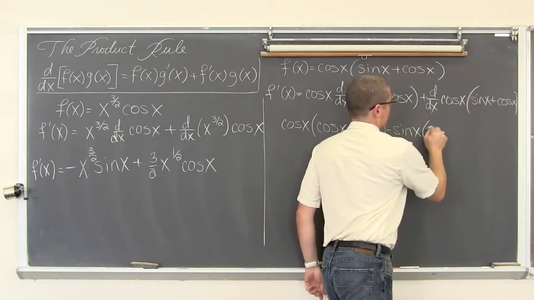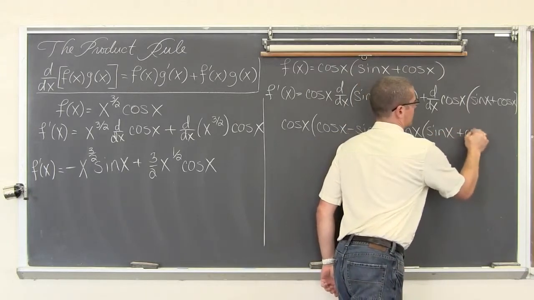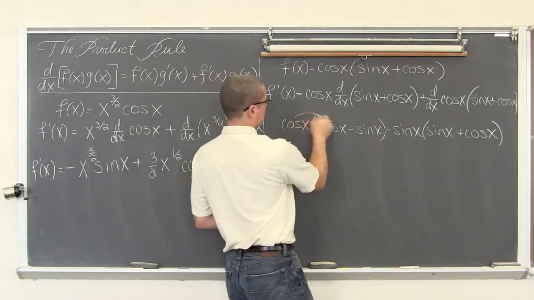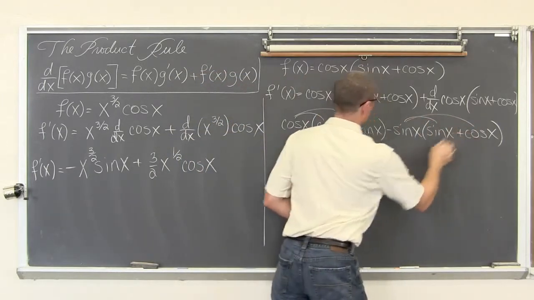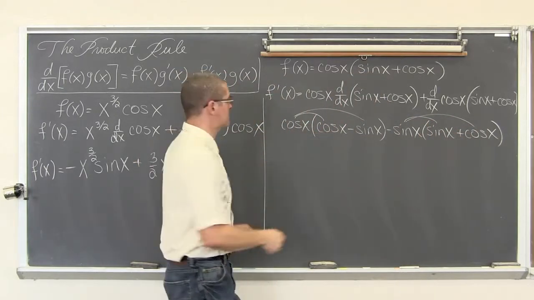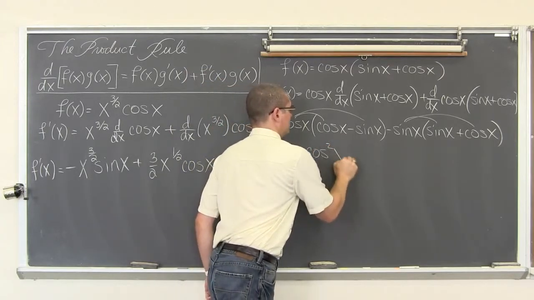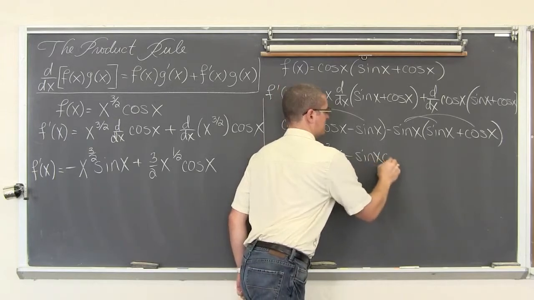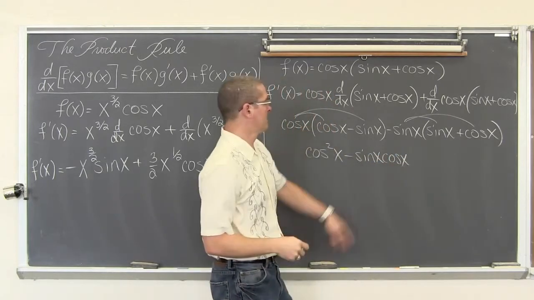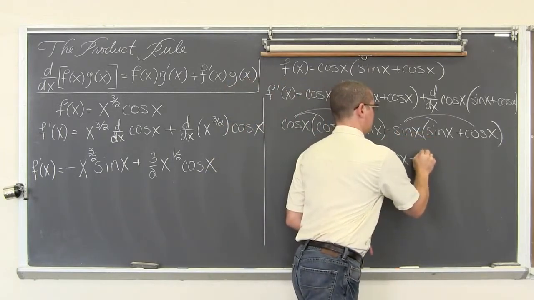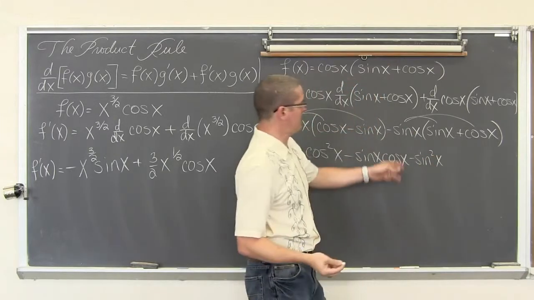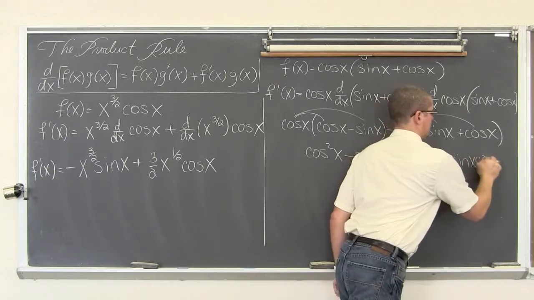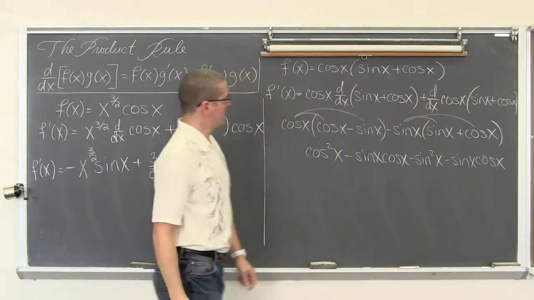times sine x plus cosine x. All right, well, let's see here. Distribute through the parentheses, and we get cosine times cosine is cosine squared, minus sine x cosine x, minus sine squared x, and again, we have minus sine x cosine x.